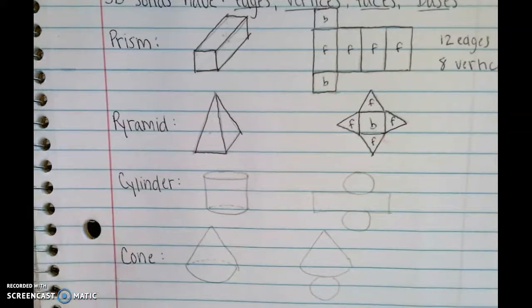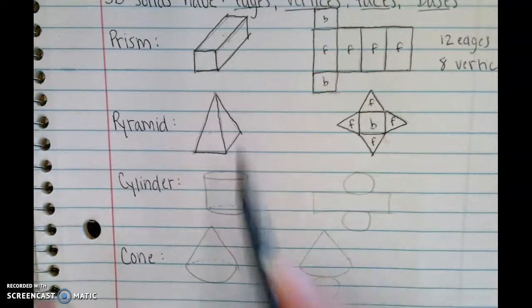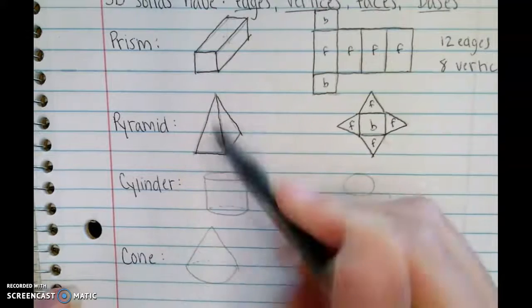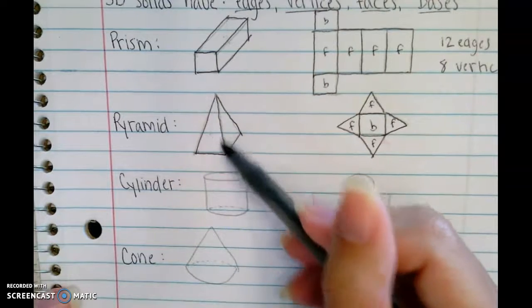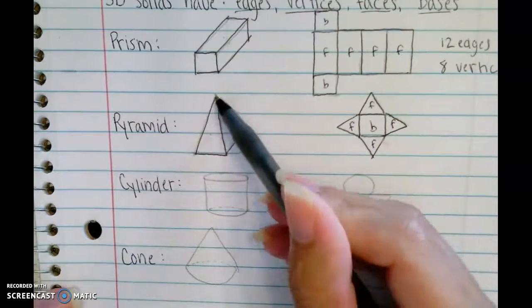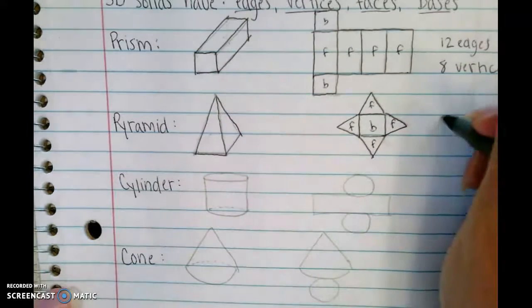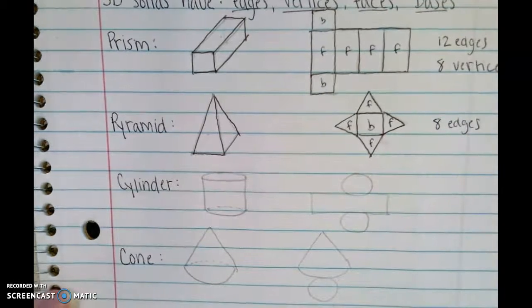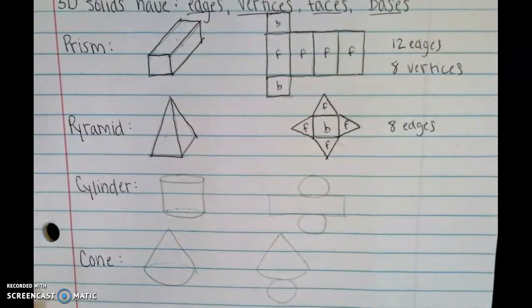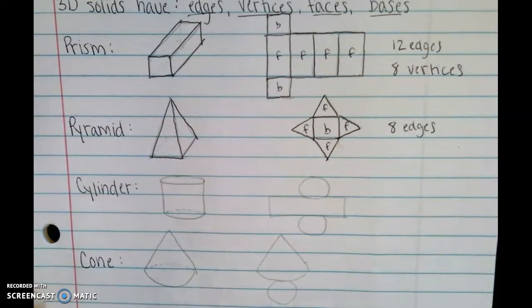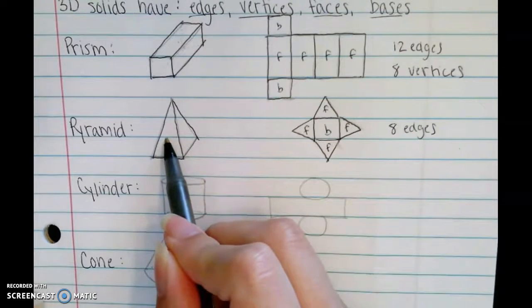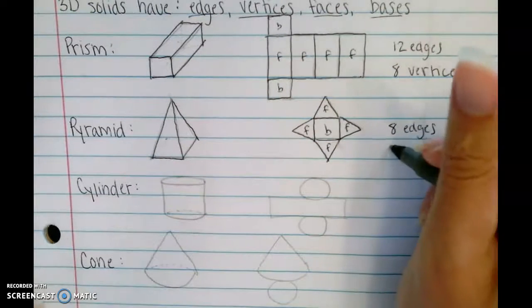When we're counting the edges, again, we're just counting the segments that are visible on the outside of the shape. So the base would have 1, 2, 3, 4 edges, and then 5, 6, 7, and the hidden edge would be 8. The vertices, again, are on the base, 1, 2, 3, 4 for a pyramid, and then on the top we would have 5.